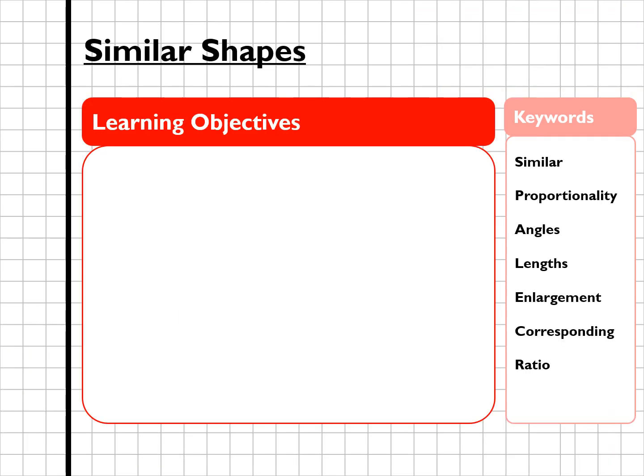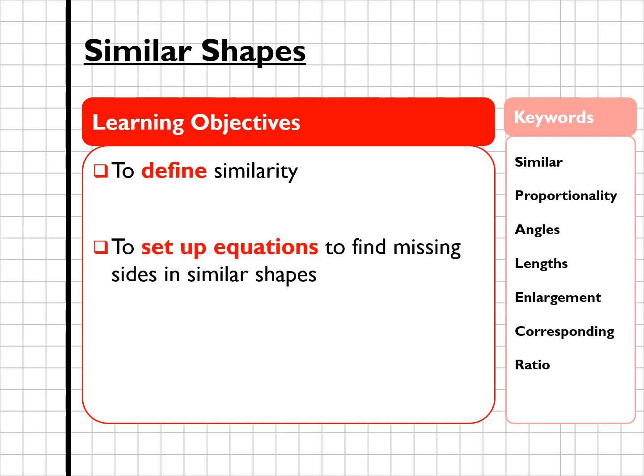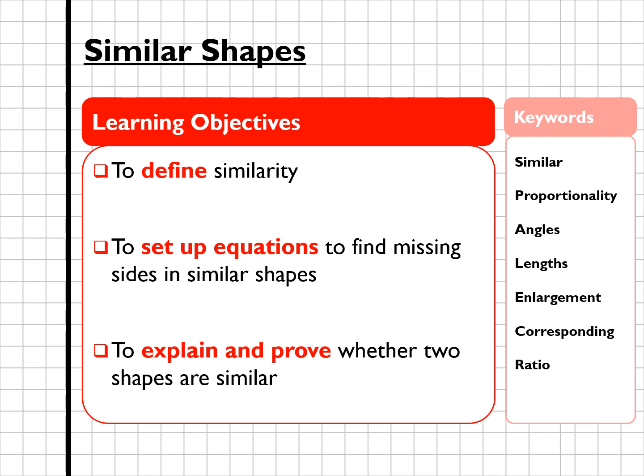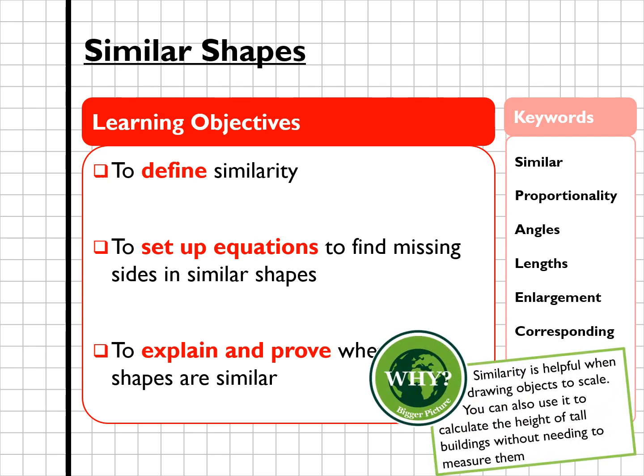Today's learning objectives are as follows: to define similarity, to set up equations to find missing sides in similar shapes, and to explain and prove whether two shapes are similar. Now, how this all comes in handy is similarity is really helpful when drawing objects to scale. You can also use it to calculate the height of tall buildings without needing to measure them, but having something that is in the same proportion to measure instead.